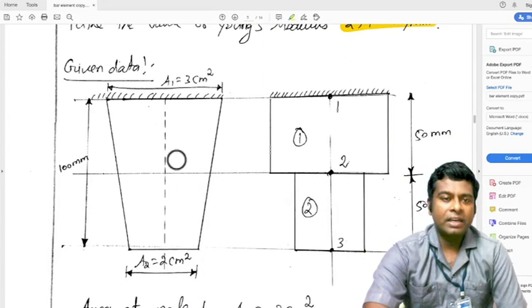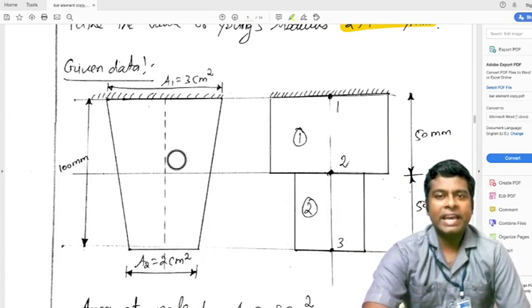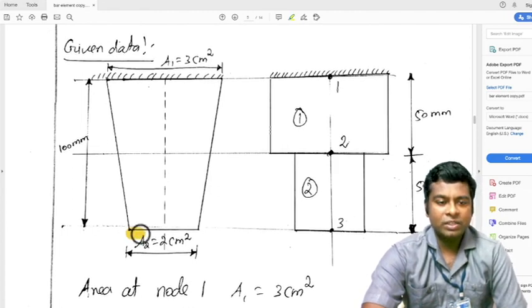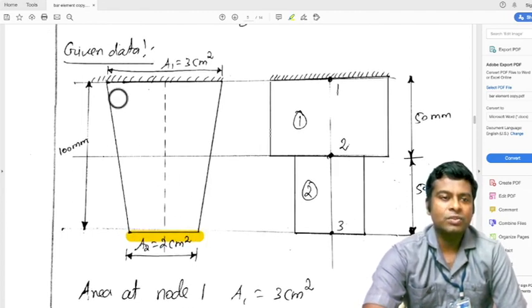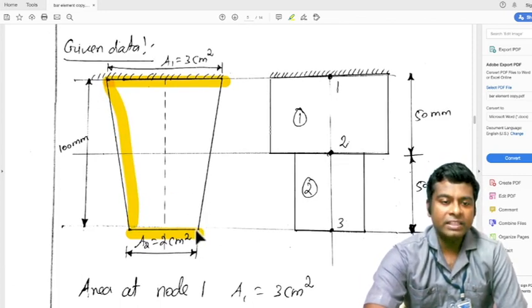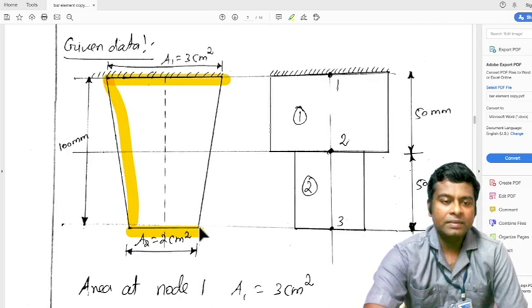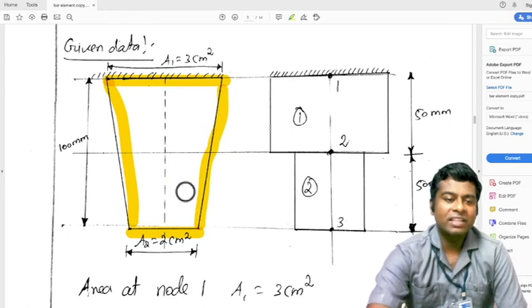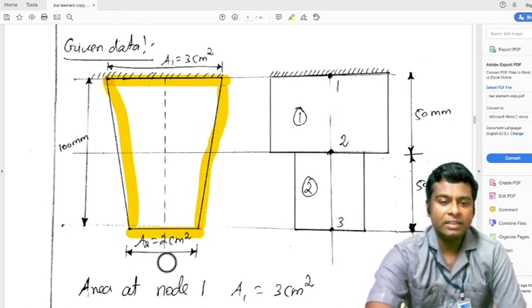So given data: mostly in our questions the diagram is given or may not be given. Therefore, here we go to draw the diagram. In our question, there are two ends. One end is area 2 cm square, that is the smaller end, and the other end is 3 cm square area, that is the larger end. Therefore, we draw the taper, join these two ends, and the diagram is finished as a taper bar element, because the axial load acts at the smaller end.